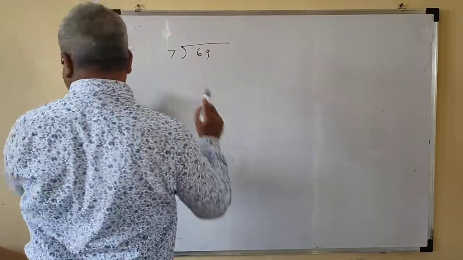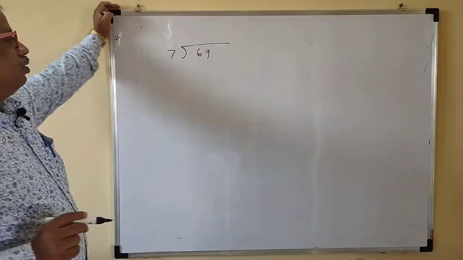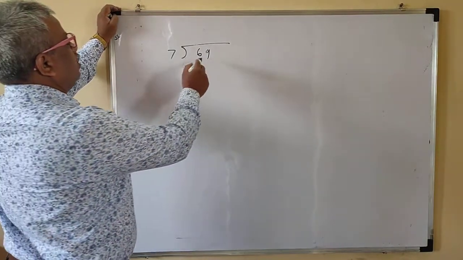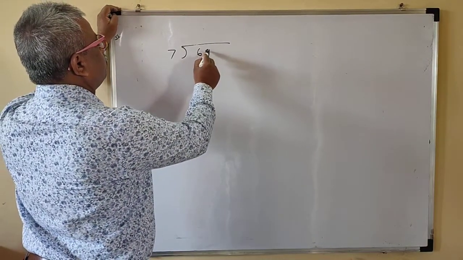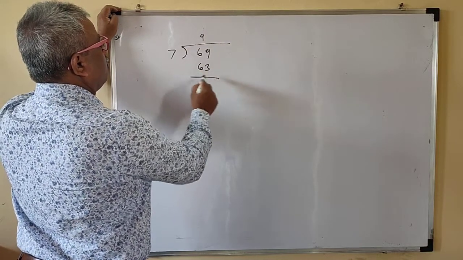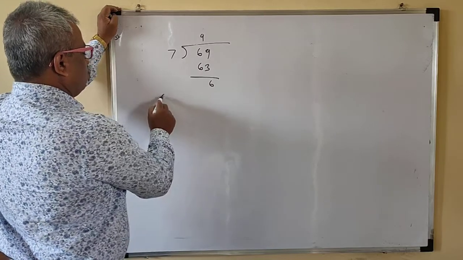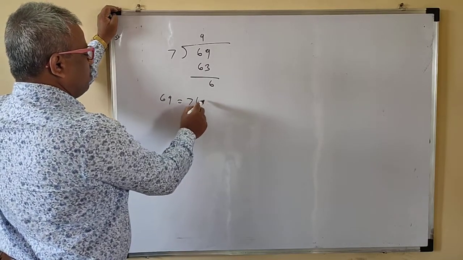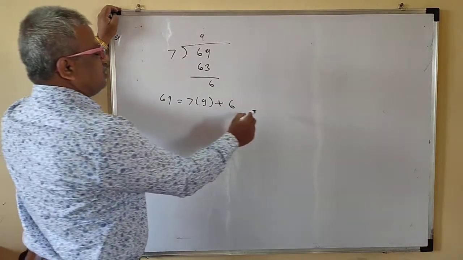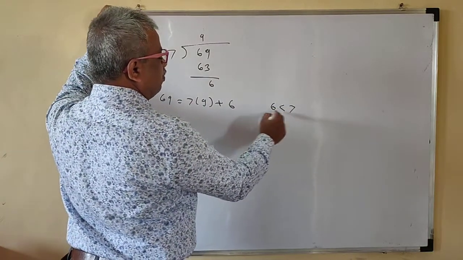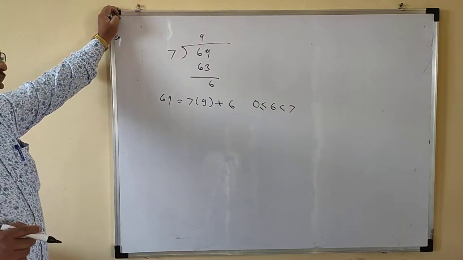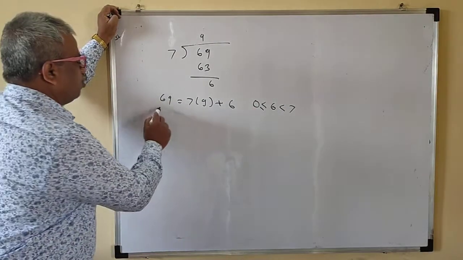Suppose this is 69, no problem. Okay, so we do it first. So 69 is, this is 9 and this is 6. So 69 I can write as 7 into 9 plus 6. Okay, now this 6 is less than 7 and is always greater than or equal to 0, right? So this is called a division algorithm.